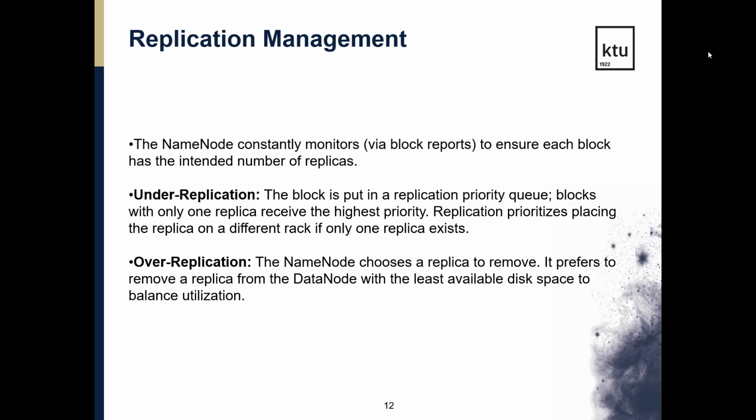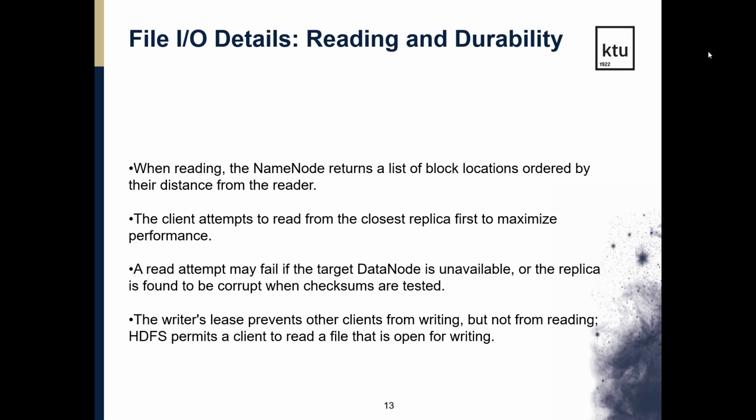And over-replication is what happens when there is more than one copy of the replica in the same rack. So we are removing that and putting it in another replica. Now we are going to see file input/output details, reading and durability.